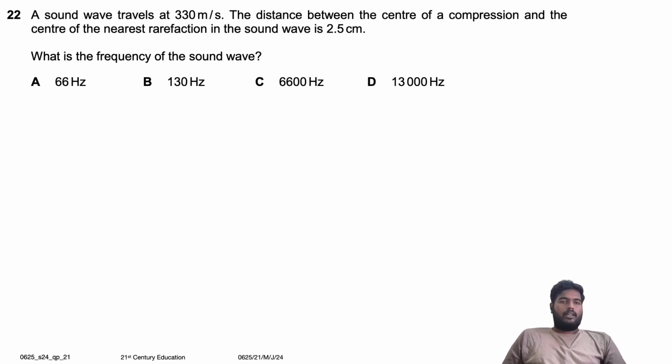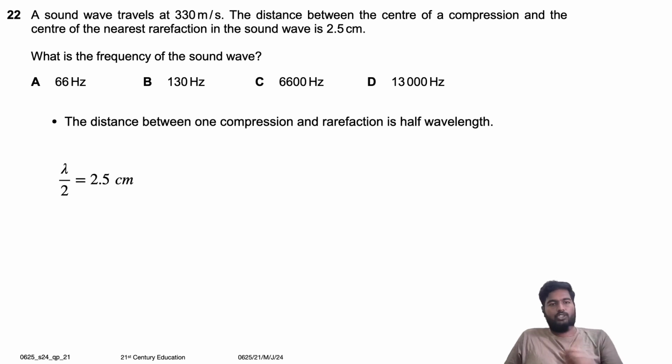A sound wave travels at 330 meters per second. The distance between the center of a compression and the center of the nearest rarefaction in the sound wave is 2.5 centimeters. What is the frequency of the sound? It's very easy. Instead of directly giving the wavelength, they gave a clue about it. How does a sound wave work? Compression, rarefaction, compression, rarefaction, like that. The distance between two compressions is one wavelength. The distance between one compression and one rarefaction is half a wavelength.